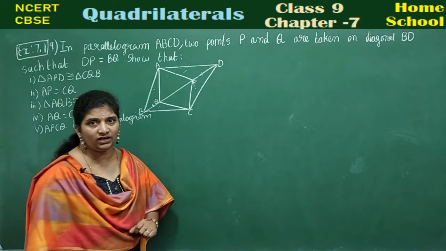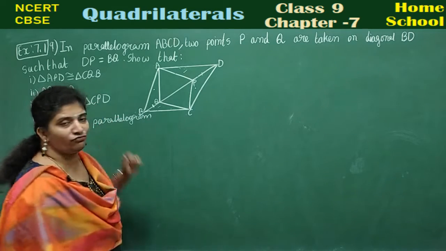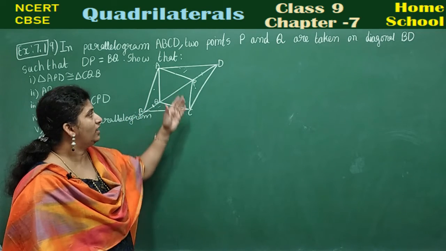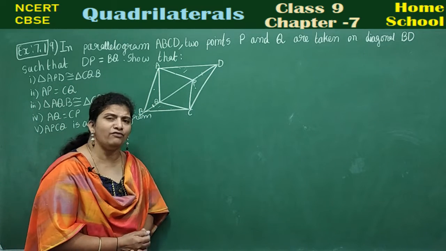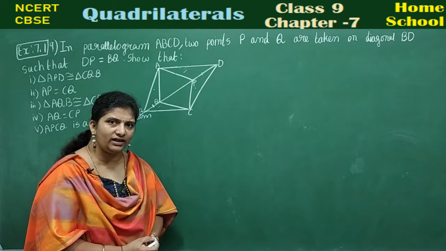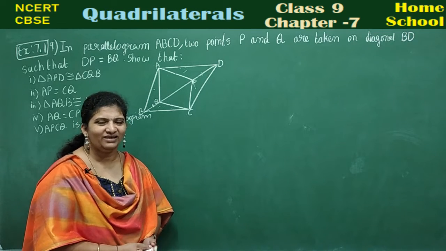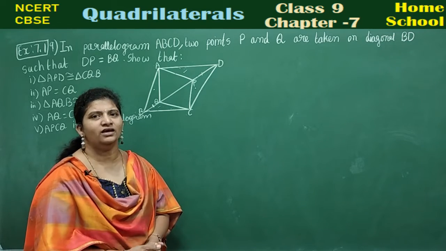APCQ is a parallelogram. You can observe from the second and fourth proofs, I say that AP is equal to QC and PC is equal to AQ. In a quadrilateral, if opposite sides are equal, then I say it is a parallelogram. Okay, these are the proofs we need to prove for the 5 sub-questions, children.